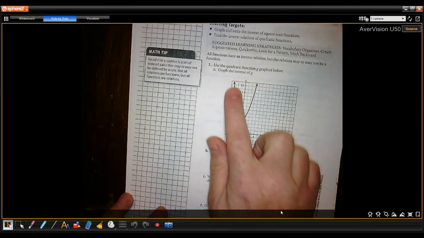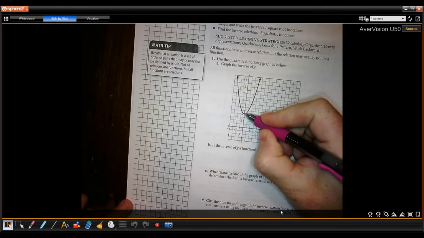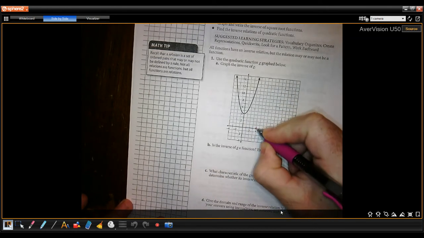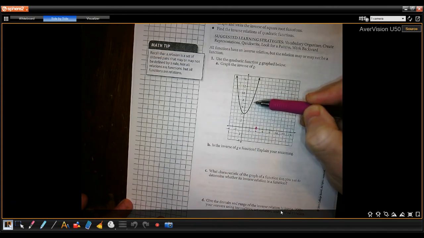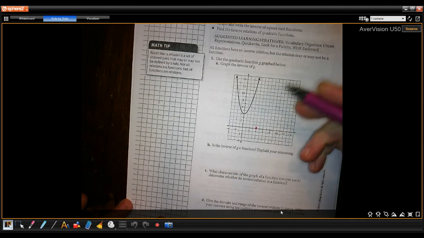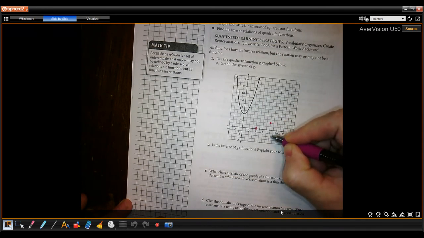Okay, this one says use the quadratic function, graph the inverse of g. So what I would do is just pick up the points. Remember, you just switch x and y to graph the inverse. So this is the point (0, 4). The inverse point would be (4, 0). That's what I would do. Then let's do another one. Looks like (2, 8), so let's do (8, 2). And then (8, -2) is probably the other one.